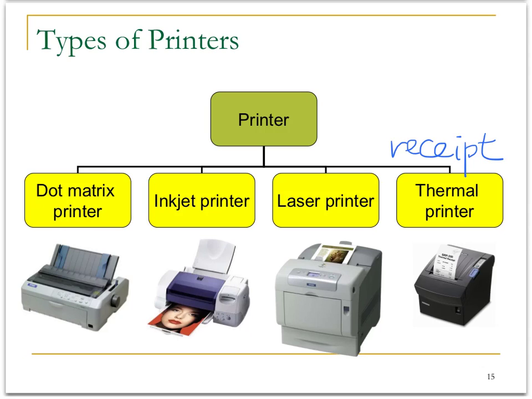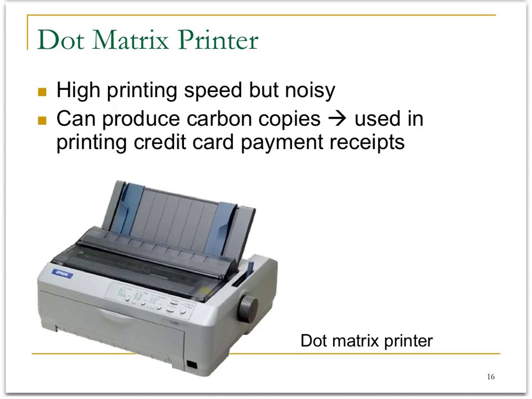Okay, the first type, dot matrix printer. Actually, these are very old-fashioned printers. In my days, when I studied at university many years ago, the dot matrix printer was actually the only type of printer that we could buy from the market. It has a high printing speed, but it is very noisy. It can also produce carbon copies, which is used in printing credit card payment receipts.